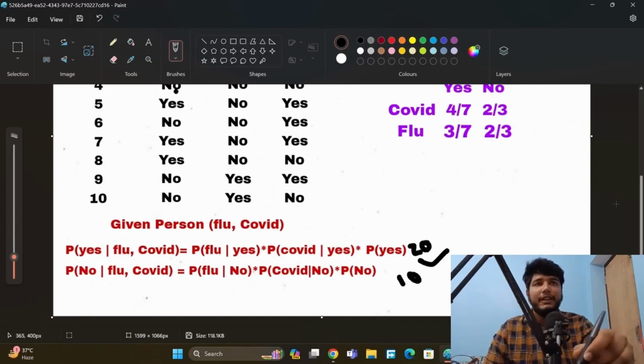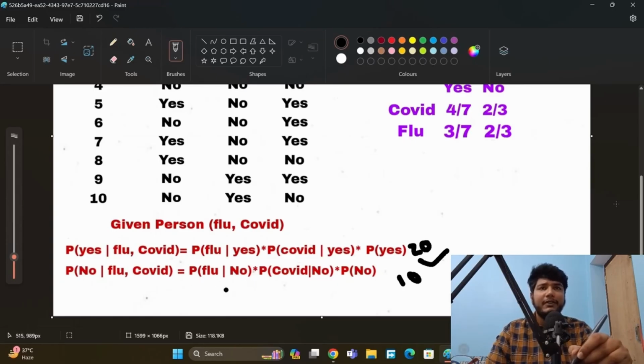So when we look at yes, we have flu and COVID: P(flu and yes) into P(COVID = yes) into P(yes), divided by P(flu and COVID). And here also it is divided by P(flu and COVID), but we are not using it because we divide by the same value for both, the same flu and COVID value.